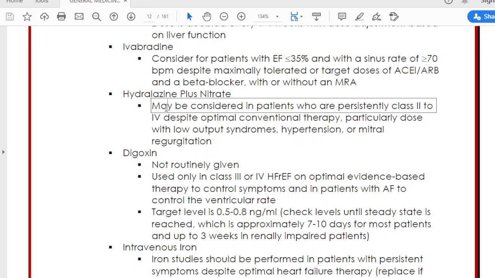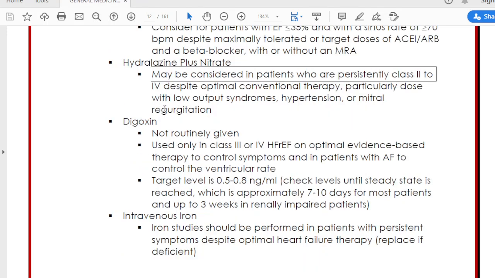Hydralazine plus nitrate may be considered in patients who are persistently class 2 to 4 despite optimal conventional therapy, particularly those with low output syndromes, hypertension, or mitral regurgitation. Digoxin, not routinely given. Used only in class 3 or 4 HFrEF on optimal evidence-based therapy to control symptoms, and in patients with AF to control the ventricular rate.